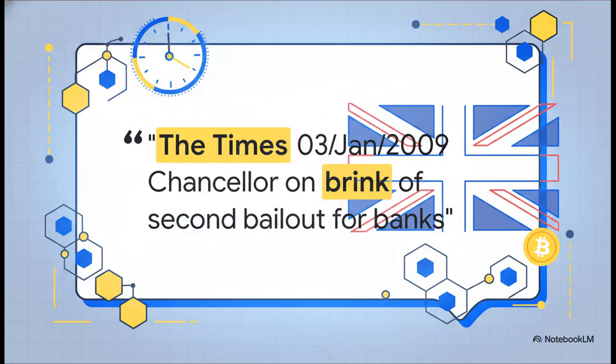This famous headline from the UK newspaper, The Times, is embedded forever in the blockchain, and it does three things at once. It's an irrefutable timestamp, proving the block couldn't have been created before that date. It's a powerful political statement about the failures of the traditional banking system, and it's a tantalizing clue that maybe, just maybe, Satoshi was based in the UK.